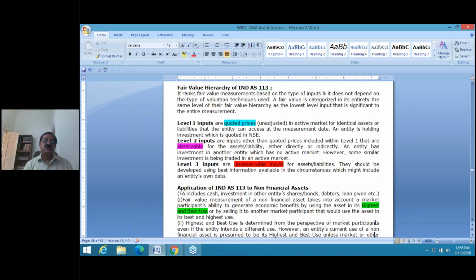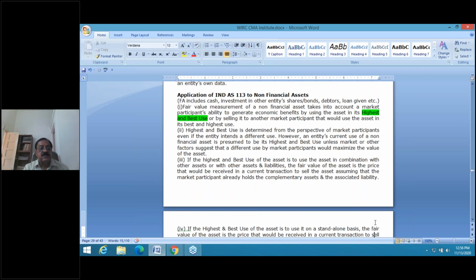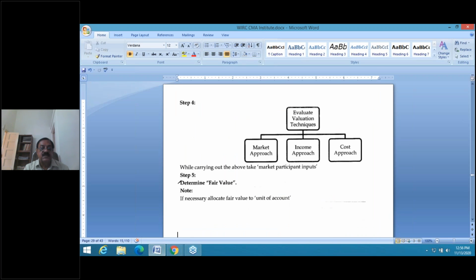And suppose that is also not available, and no such comparison figure is available either, then level 3 inputs are called unobservable inputs for assets and liabilities. They should be developed using the best information available in the circumstances, which might include the entity's own forecasts. You have to go for forecasted, projected figures, and based on that, you take these figures. And finally, friends, there is the application to non-financial assets, and I have given a chart regarding this.